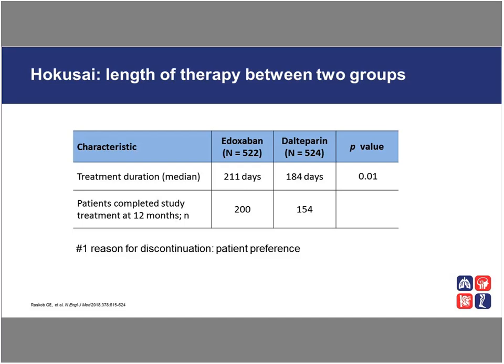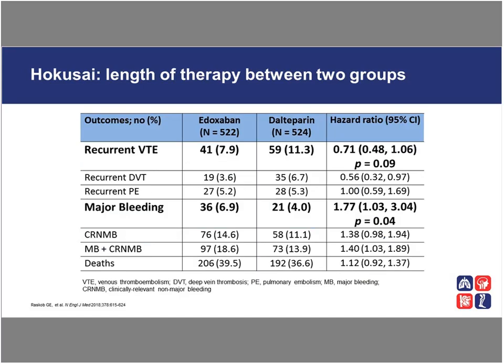And right below that, we see that among the patients who completed study treatment at 12 months, there were more patients in the edoxaban group versus the dalteparin group. And when they looked at the number one reason for discontinuation, it was driven by patient preference to stop therapy. So it seems that in this particular study, the Hokusai Cancer VTE study, more patients in the dalteparin group as compared to the edoxaban group were stopping therapy earlier.